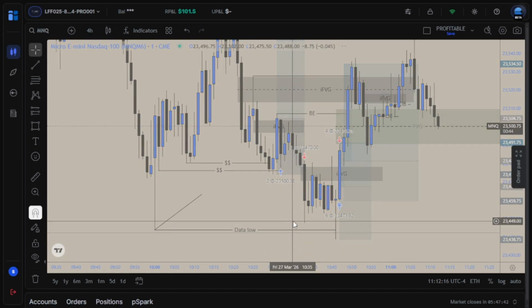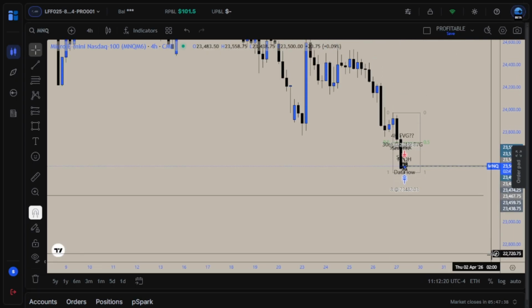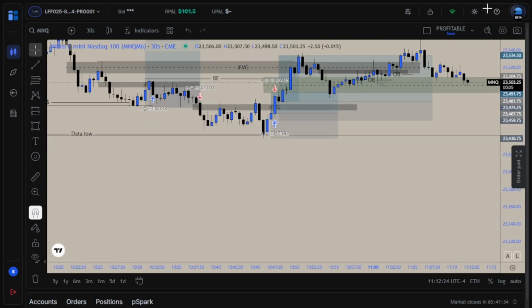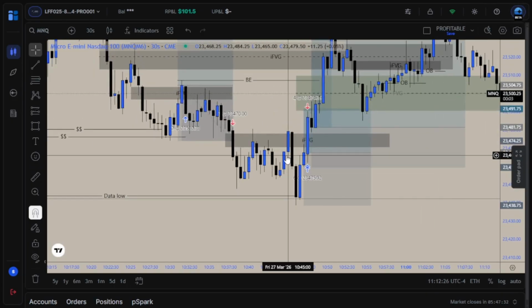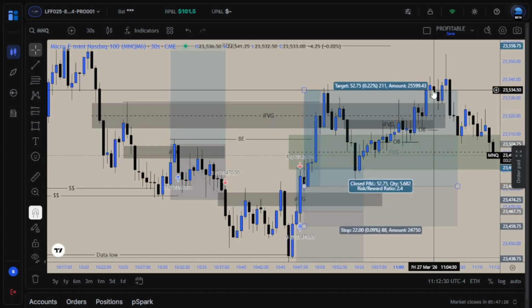We were very deep in discount. As you guys can see, the 4 hour, super deep in discount. So we got that 30 second long. It was very good momentum. So I took that IFG there and I closed up here. So pretty good day. Could I have made more? Yeah, probably, but it is what it is.